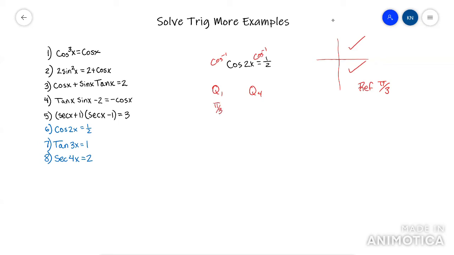And quadrant 4, that's 5 pi over 3. But you need to realize that this inverse cosine only cancels cosine. It still leaves 2x equals that. Usually we would be done by then. It would just drop the x and you'd have your answer. But it still leaves 2x.